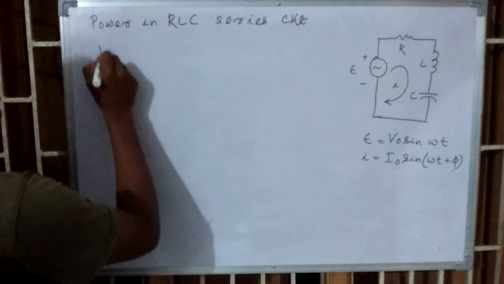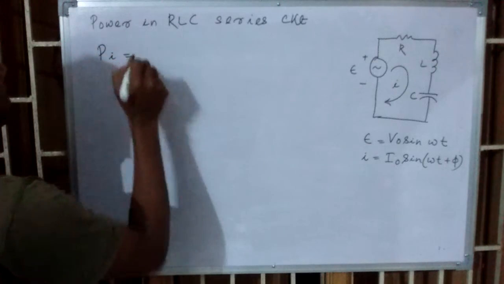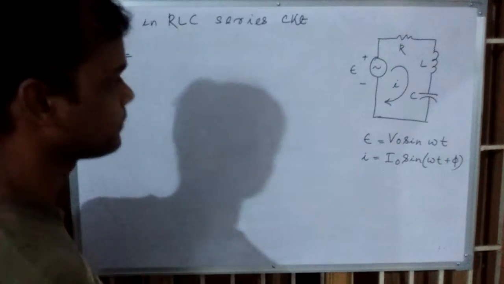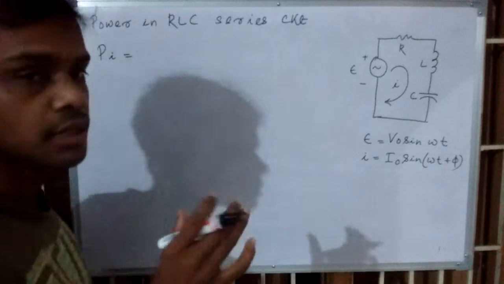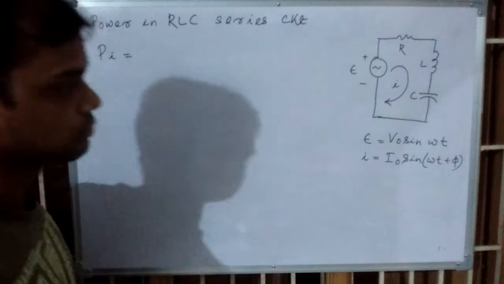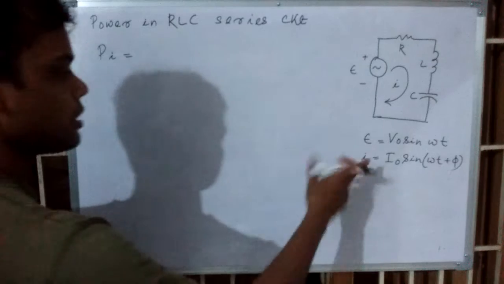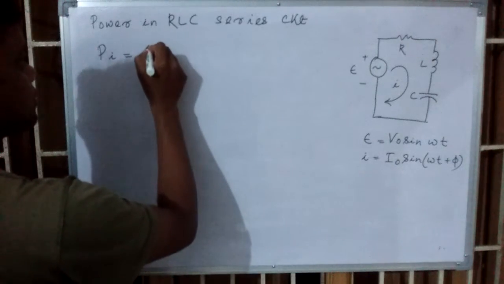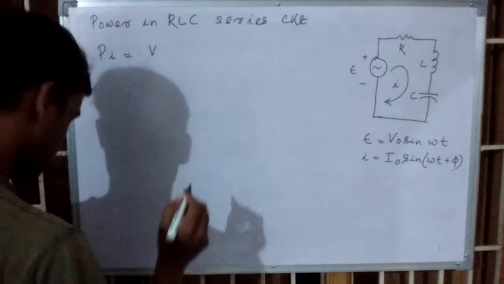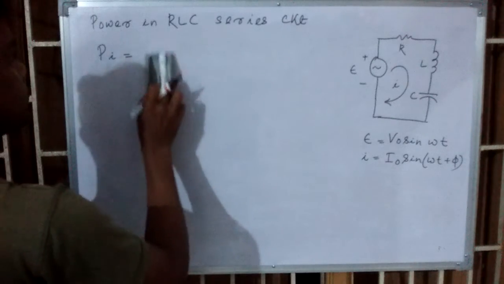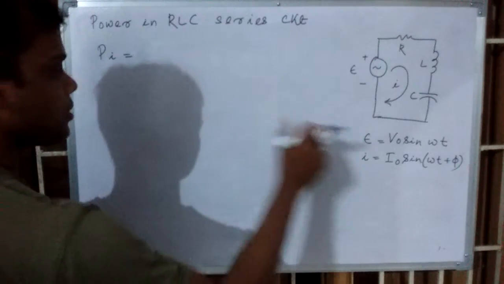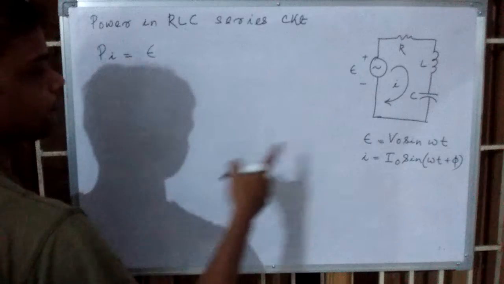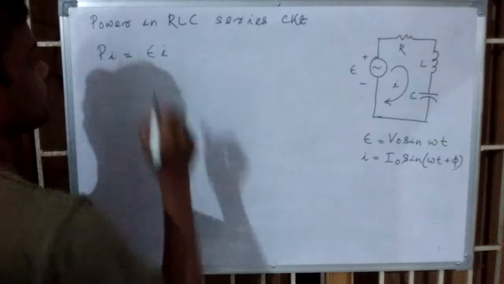Power means initially instantaneous power. From that we shall find out the average power. First of all, instantaneous power is nothing but instantaneous voltage into instantaneous current. Here instantaneous voltage is epsilon and instantaneous current is I.